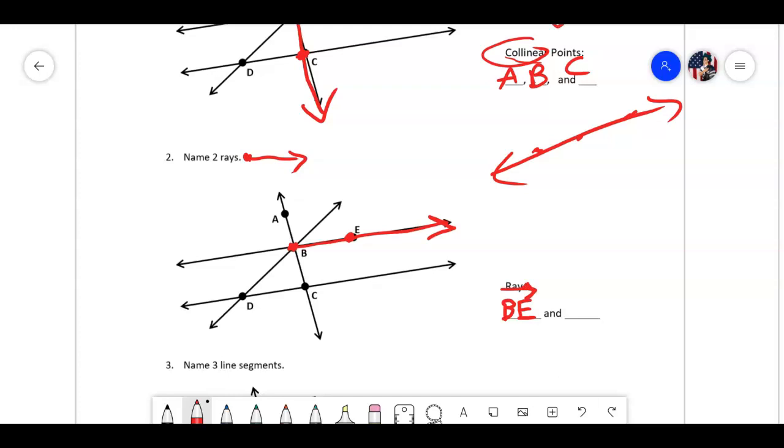Now, let me do the next one. What if you start at point C and you go towards point D forever? Is that a ray? Okay. Now, here's the tricky part. Is everyone with me? Okay. How do I write this? Do I write it DC or CD? What do you think? CD. You all said CD.